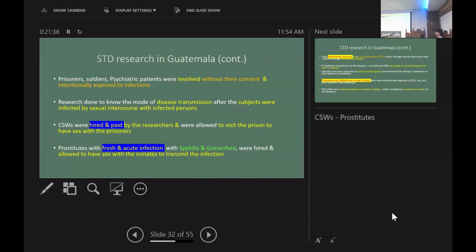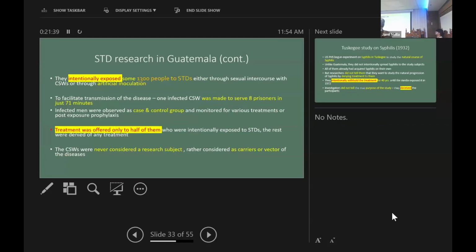That was the technique. Now they have intentionally exposed 1,300 people to it. They didn't acquire this disease on their own. All of them got this infection due to sexual relationships with commercial sex workers who had fresh cases of syphilis and gonorrhea. That is how these researchers induced, helped them to get this infection. See how unethical this is. So that is the concept: intentionally exposing actually 1,300 people to STDs.